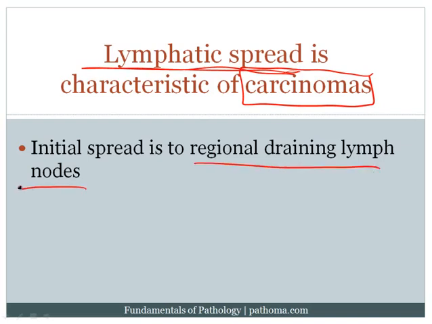I'll just give you one example. Take, for example, breast cancer. So when a patient develops breast cancer, one of the common sites, or one of the initial sites of spread, is into the lymphatics, and then through the lymphatics into the axillary lymph nodes.